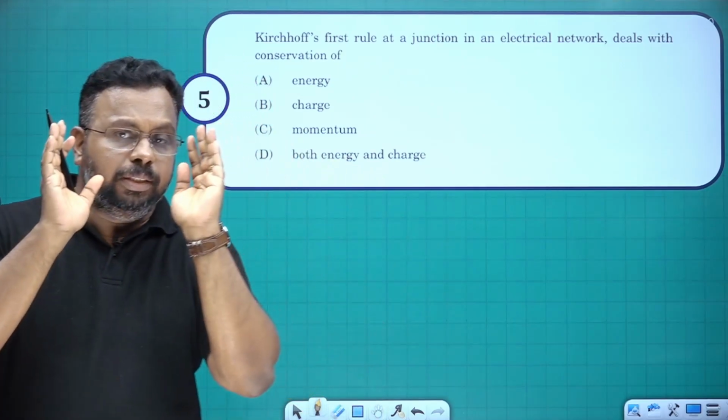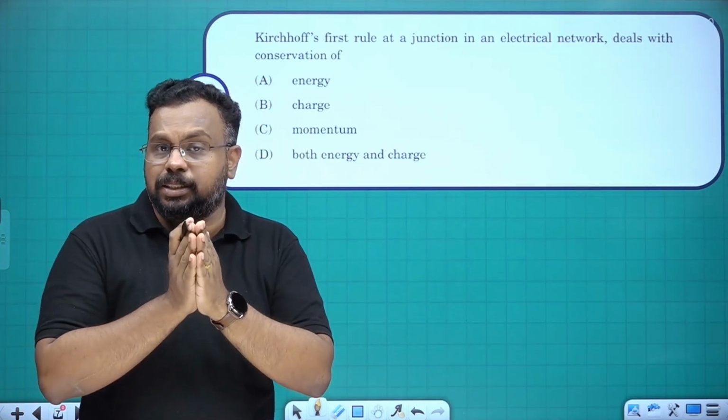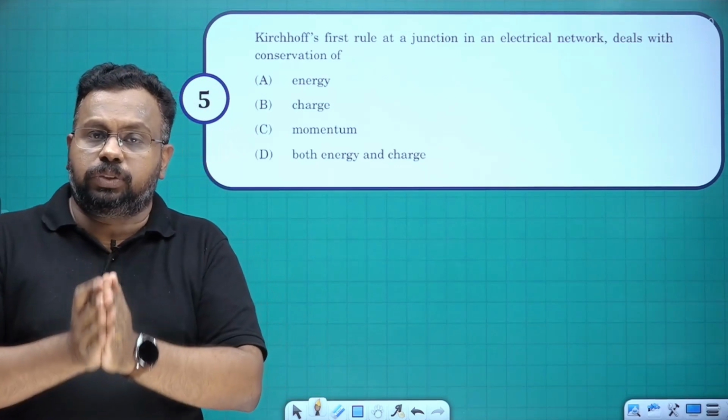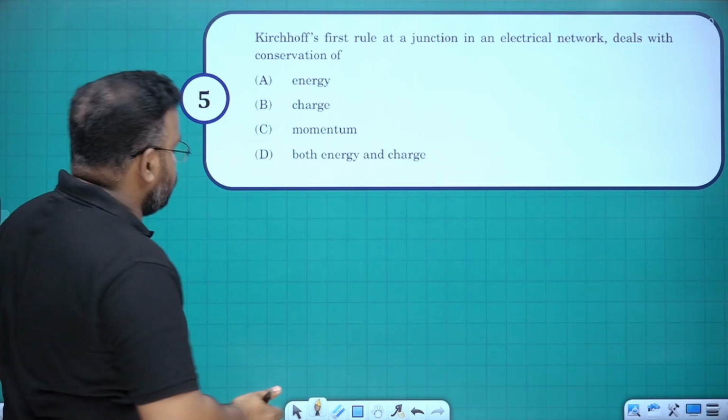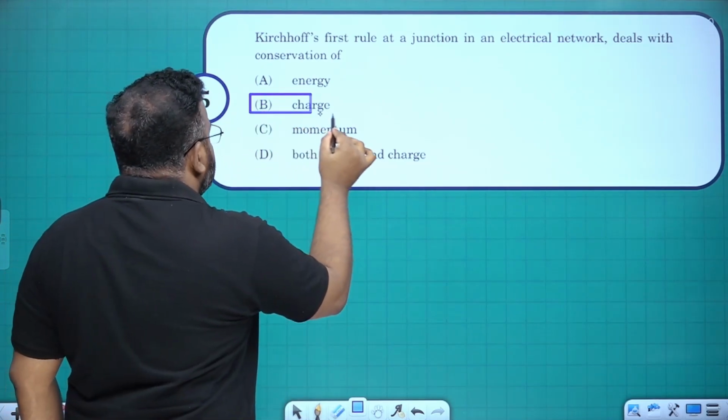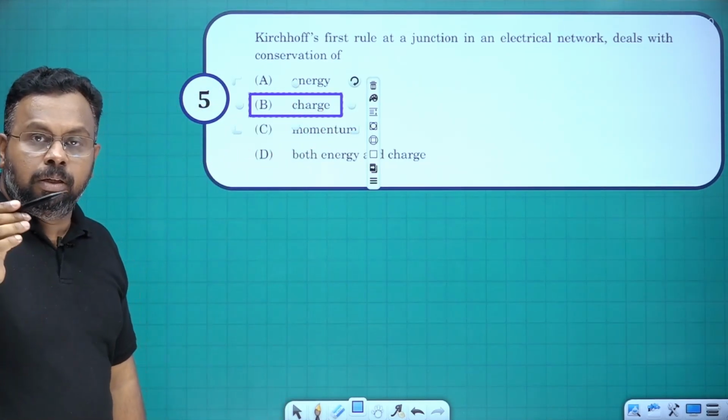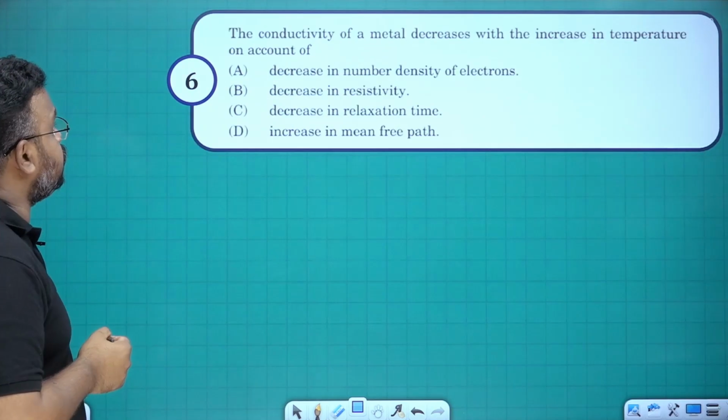So please note that in the junction rule, what is conserved is charge. It is the law of conservation of charge. But in the loop rule, if they are asking about the loop rule, the answer is energy. But here it is the junction rule. So the answer is charge. Got it? Yes.